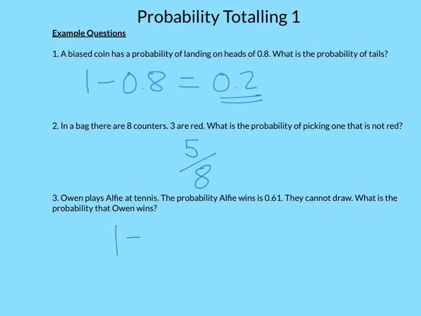I've got 2 possibilities. So I do 1 minus 0.61, which equals 0.39. The probability that Owen wins is 0.39. Now these 3 examples will help you go through the tasks on the next page I'm going to show you. If you need to go through these again, rewind the video.